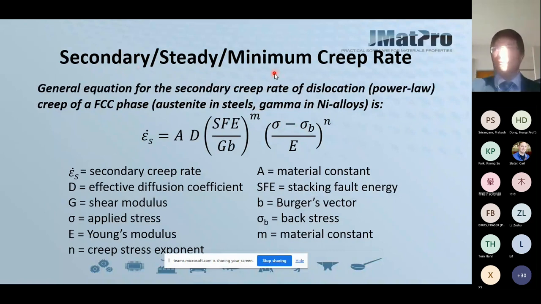And there are lots of efforts on this kind of modeling. And one form for the power law creep is of this form. Mind you, for this kind of creep modeling, you have to have a structure in mind. Because this formula is for the FCC phase, that is the austenite in steels or gamma in nickel alloys. SFE here stands for stacking fault energy, and the other variables are of their usual meanings, apart from one that I have to introduce, that is the back stress. This is a case when you have to consider if you have precipitates in your system.